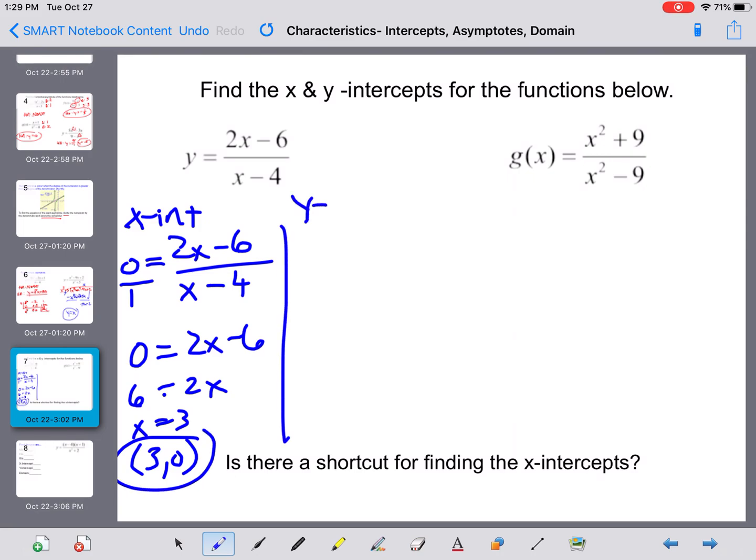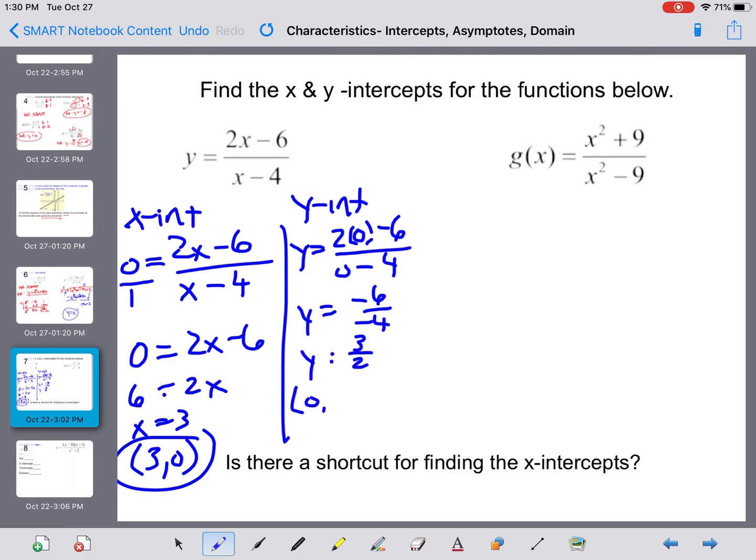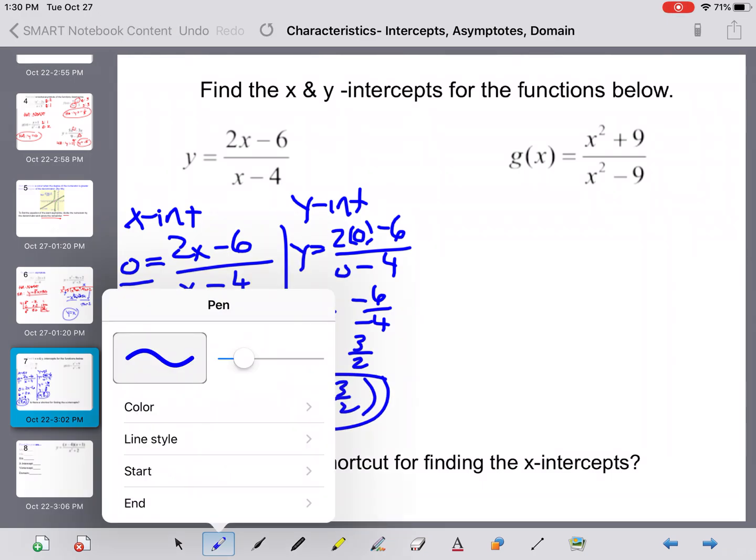For your y-intercept, we would say plug in 0 for x. So we have 2 times 0 minus 6 over 0 minus 4, and that's just going to give us negative 6 over negative 4, which is going to be 3 over 2. So we would get (0, 3/2) as our y-intercept, making sure we write it as an ordered pair.